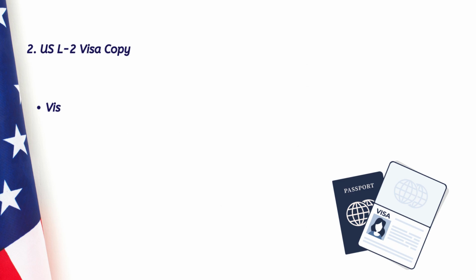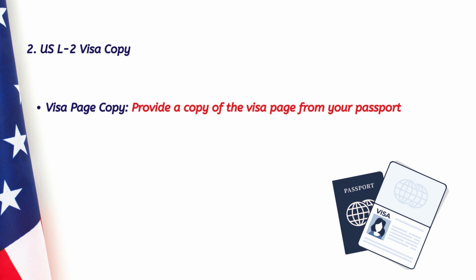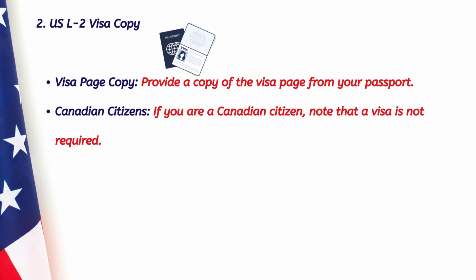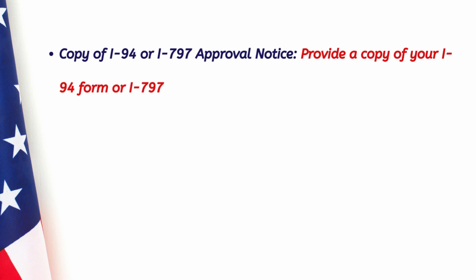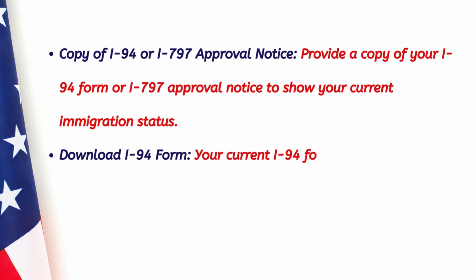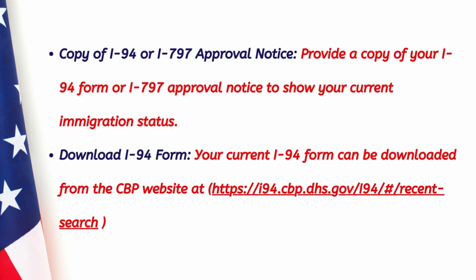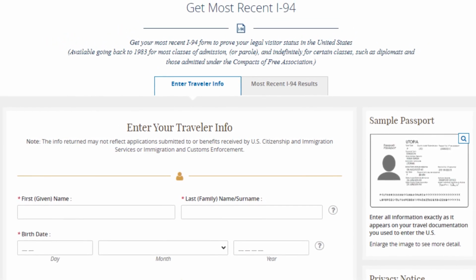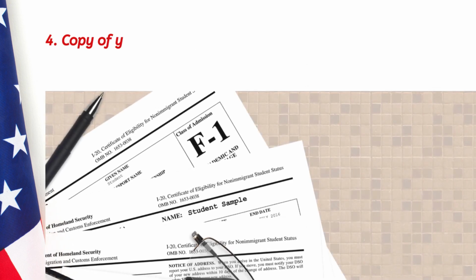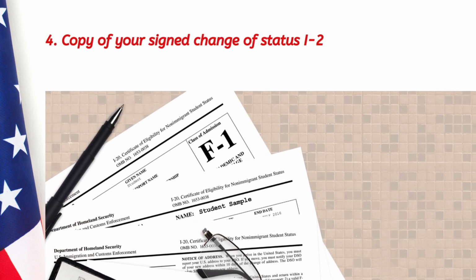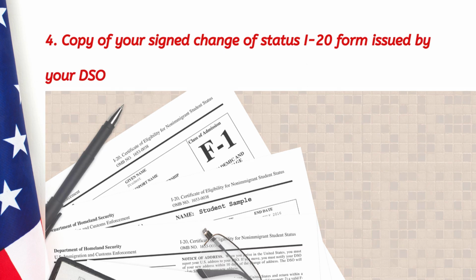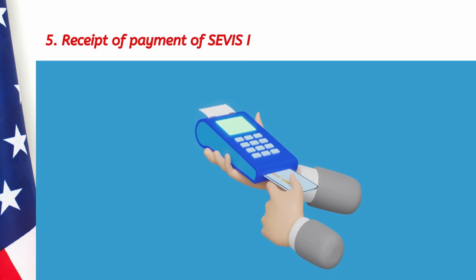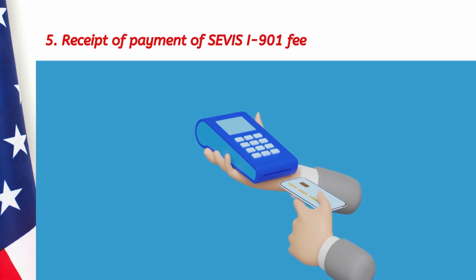Number 2, submit a copy of your visa page. However, if you are a Canadian citizen, a visa is not required. Next, include a copy of your I-94 or I-797 approval notice to show your current status, which can be downloaded from the CBP website. Additionally, provide a signed copy of your change of status I-20 form issued by your DSO, and also provide a receipt of payment of the SEVIS I-901 fee.